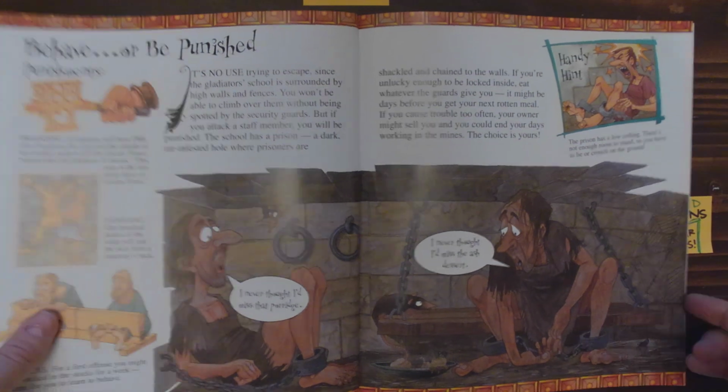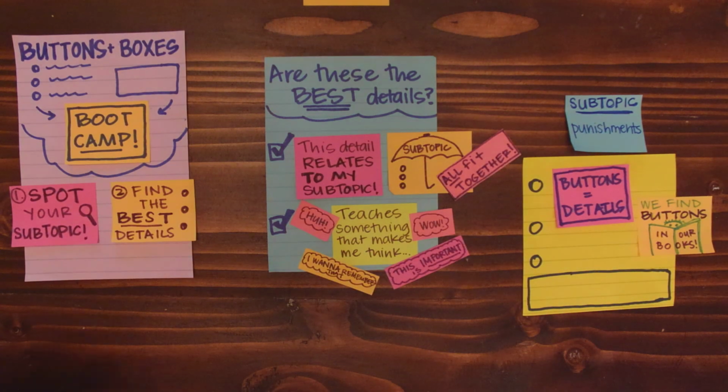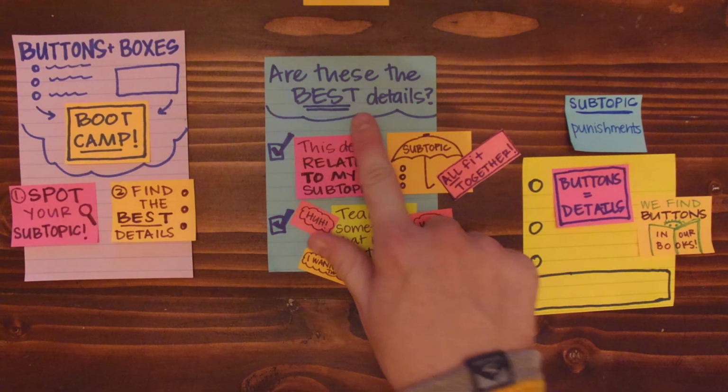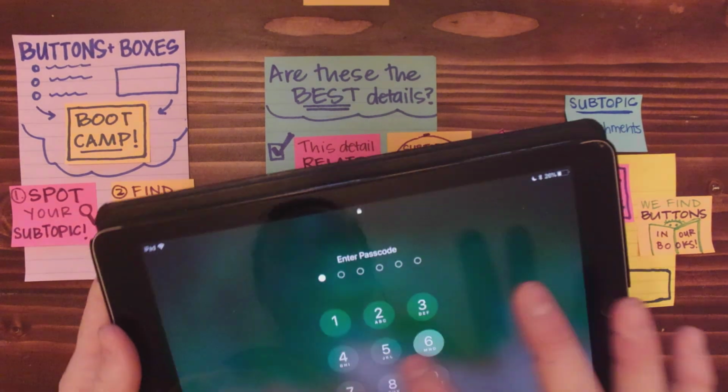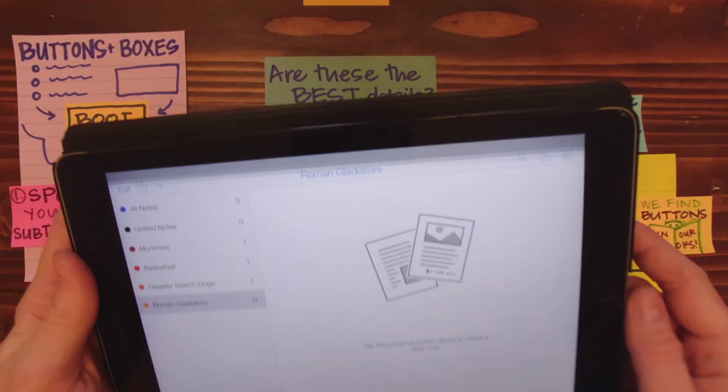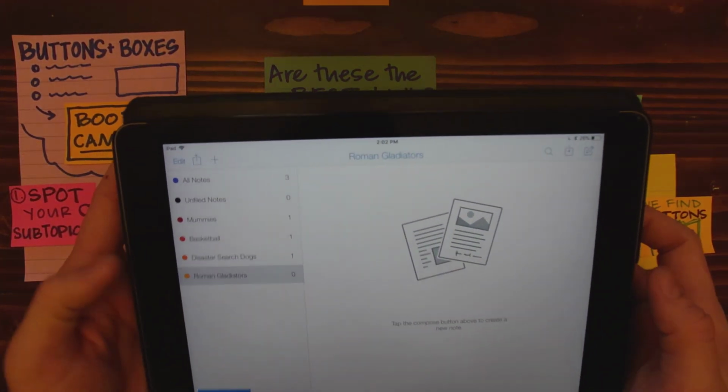Okay, so I've read my whole page. Now I want to decide what are the best details, and are these the best details? So if I'm using my iPad, here are the steps that I would take.